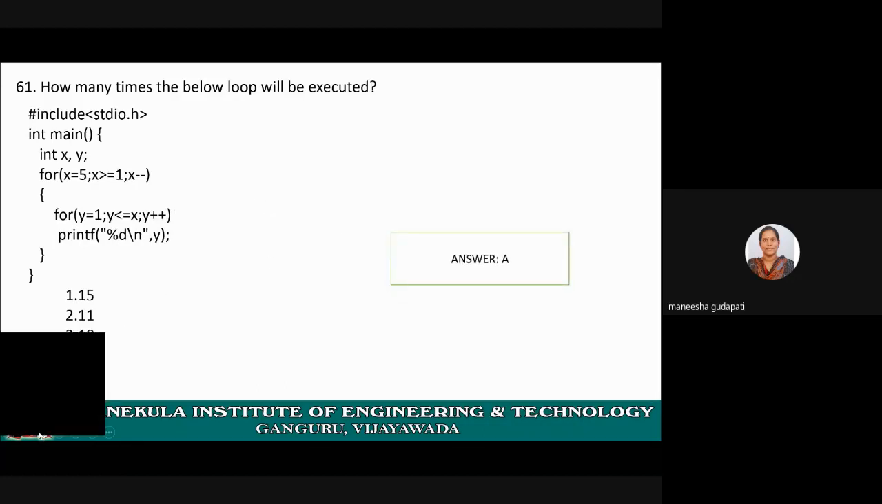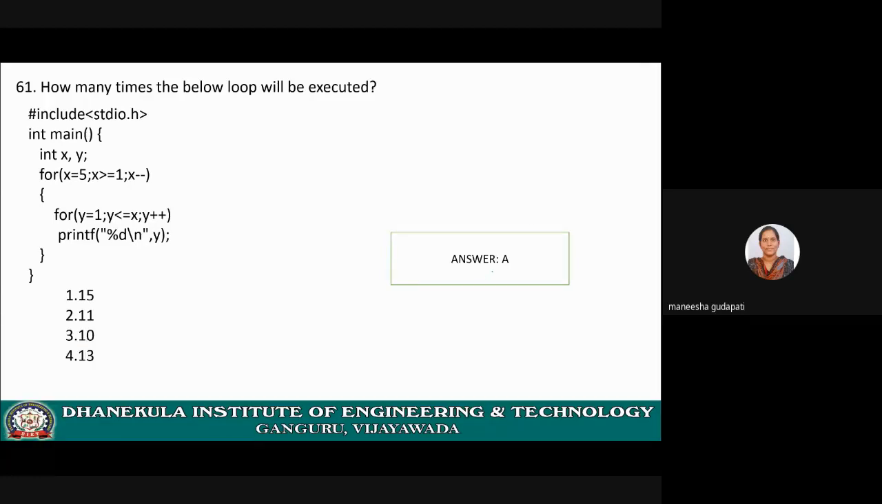So the option is 15 times. How does it become 15? So let's see. Initially, what is the x value? The x value is 5. I need to repeat the loop for x from 5 down to 1, until I reach 1. So initially x value is 5. If x value is 5, how many times will the inner loop repeat?